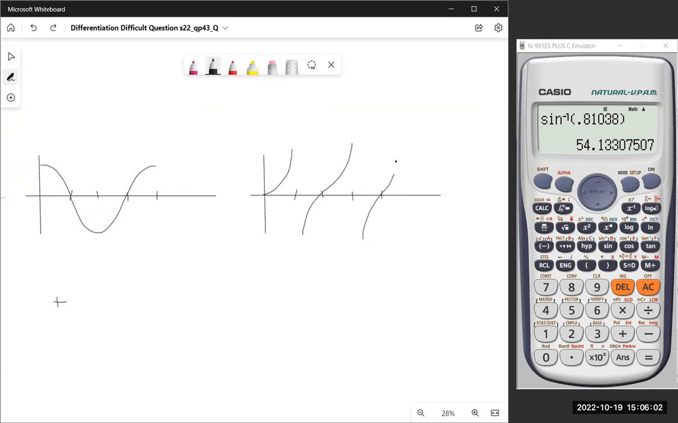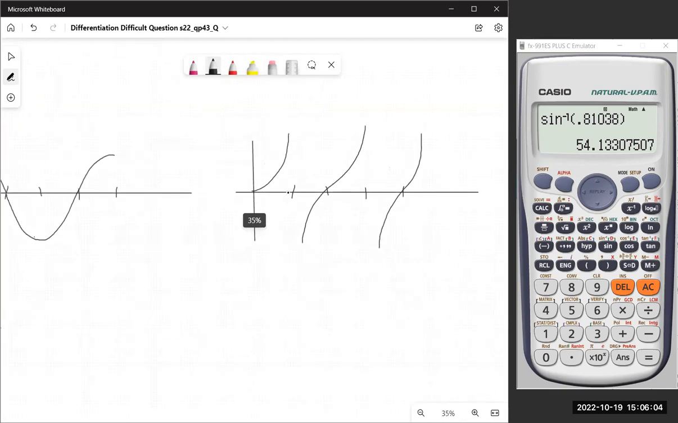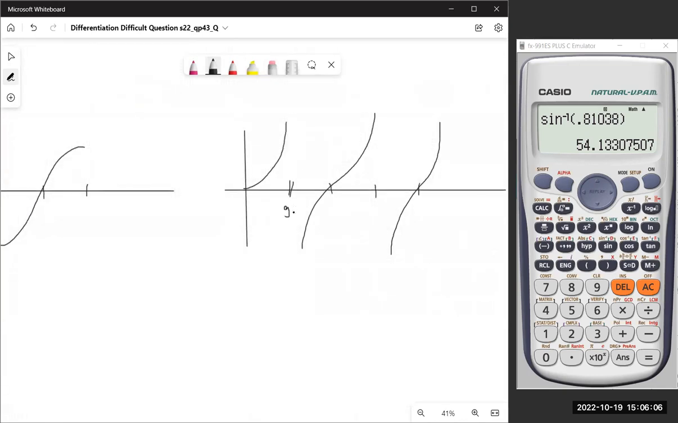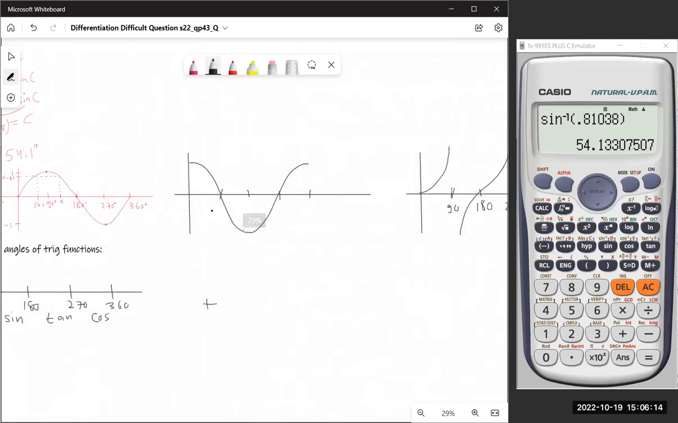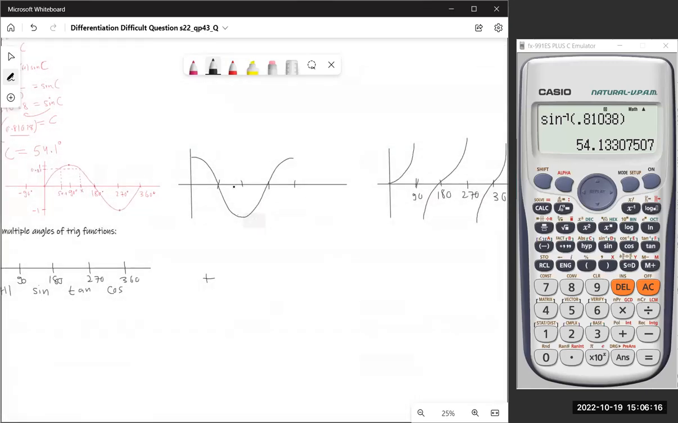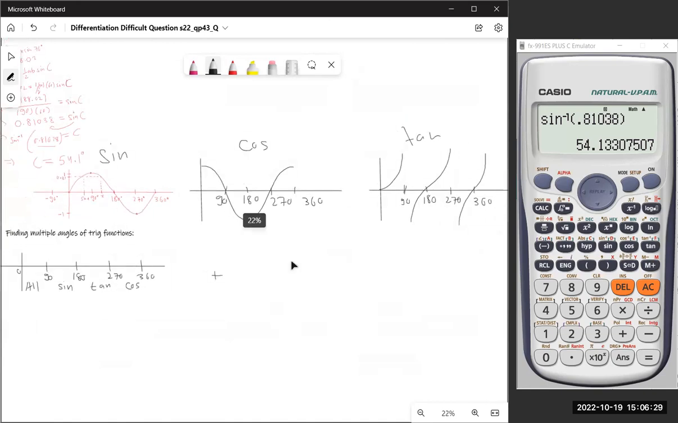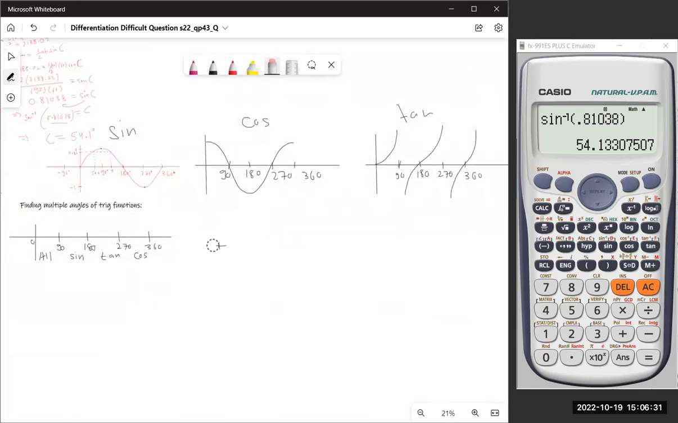Fine. Any questions? Well, we know this already, that the tan graph looks like this, and sine looks like that, cos looks like that. Make all of these graphs in your notebook as well. The sine graph, the cos graph, and the tan graph. Tell me when you're done.